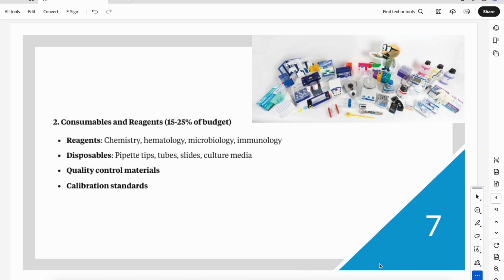Disposables such as pipette tips, tubes, slides, and culture media are essential for daily operations but can add up quickly if not properly controlled. Quality control materials are mandatory for ensuring accuracy and meeting regulatory requirements. Calibration and standards are necessary for maintaining instrument performance and ensuring accurate results.